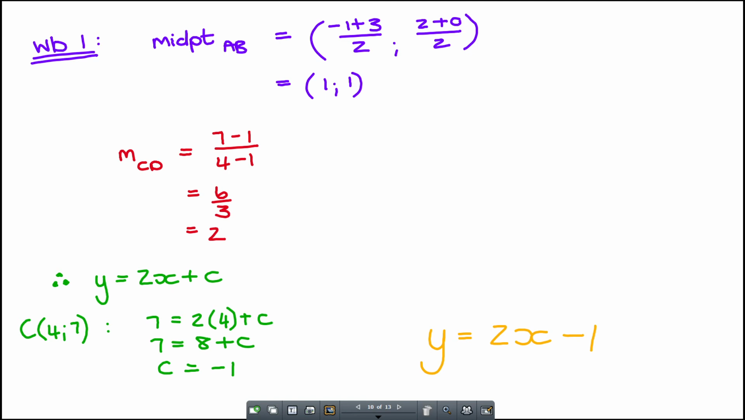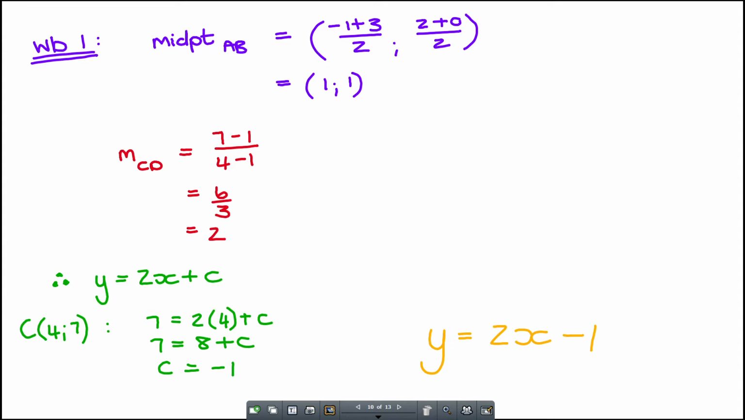That worksheet 1, right? The first one was where they said get the equation of that median, that black line, right? Now because it is a black line, we knew that D is exactly in the middle of those two points, right? So I first had to get the midpoint of AB.